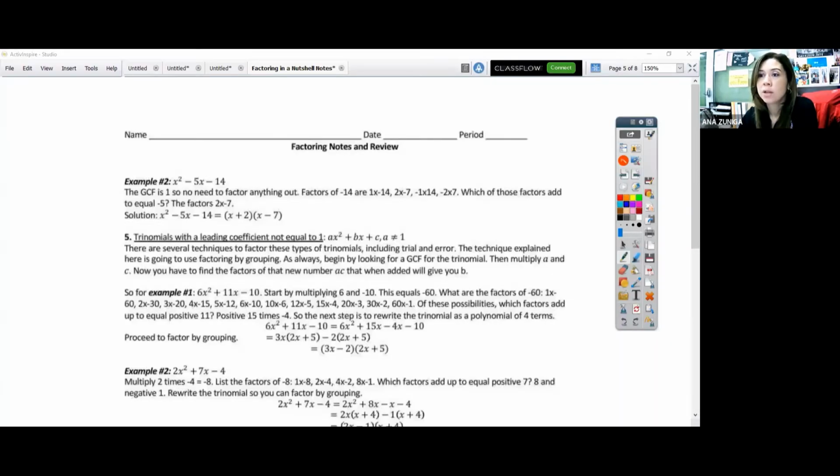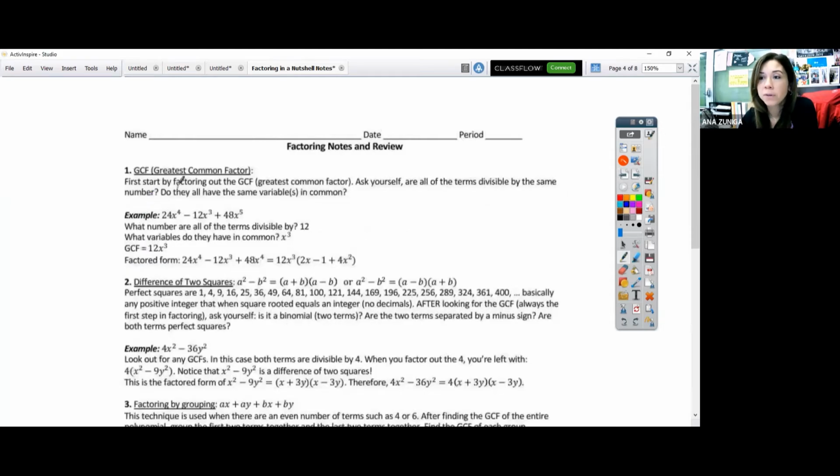On your notes, the first thing you have to do always is check for GCF. GCF is the greatest common factor. You first want to factor out anything that they have in common. No matter what type of factoring you're going to do, you're always going to check to see if they have a GCF, meaning are all of the terms divisible by the same number? Do they all have the same variables in common?